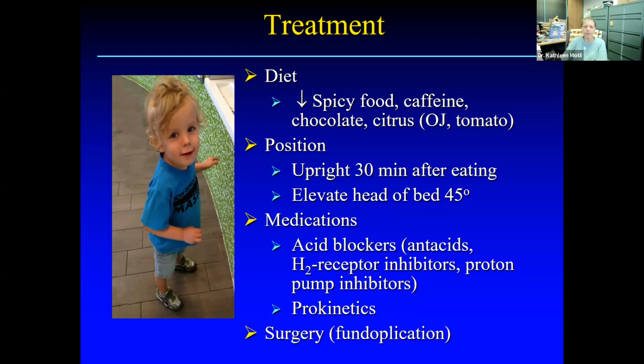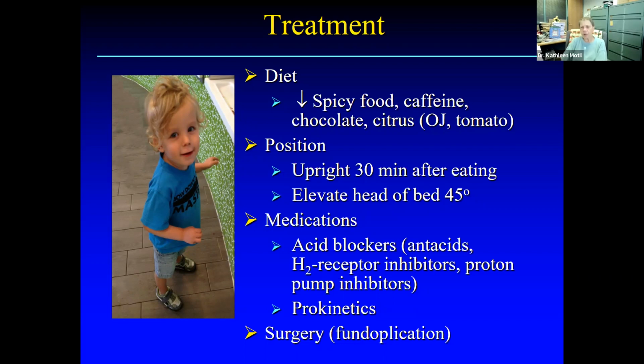The medications can include simple antacids, which block acid. But we also have other options such as histamine receptor blockers like famotidine or Pepsid. And what I consider to be the Cadillac drugs, the proton pump inhibitors, these are things like omeprazole or Prilosec, things like lansoprazole or Prevacid, or things like esomeprazole, Nexium.